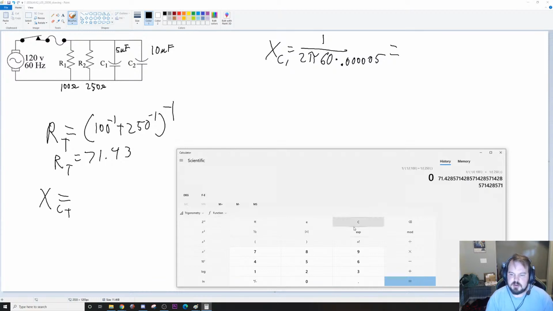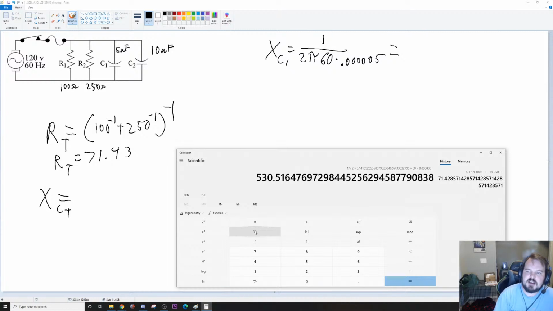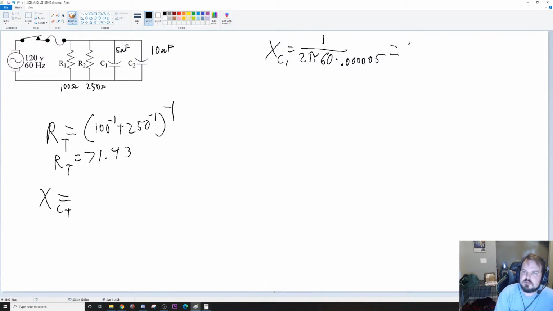We're going to do that by doing open parentheses 2 times pi times 60 times 0.000005. Close the parentheses and do one more x negative 1. So that is 530.5 ohms.